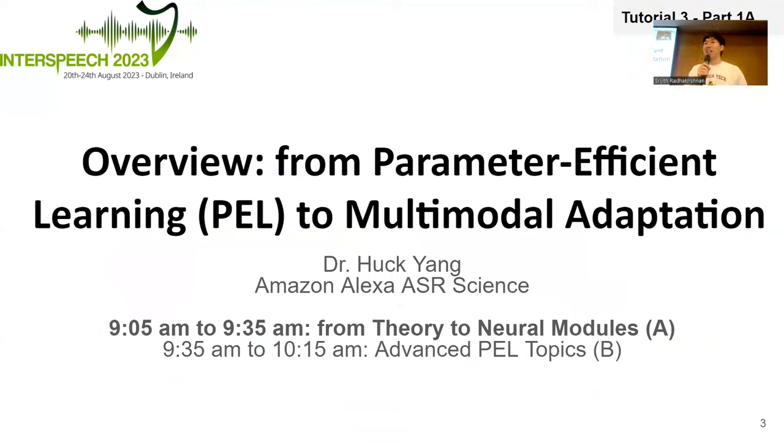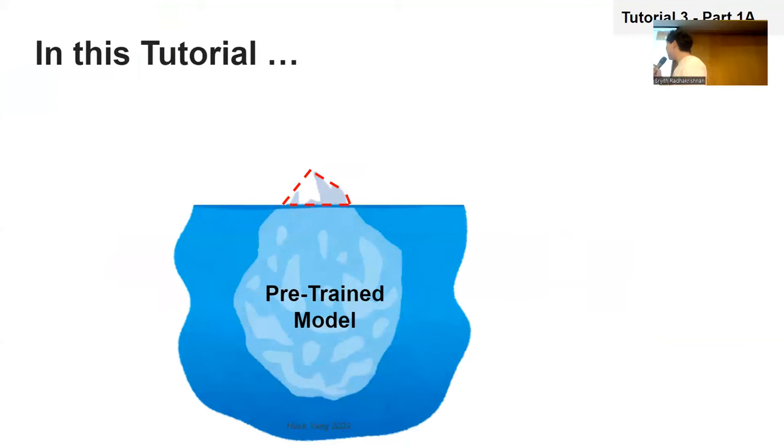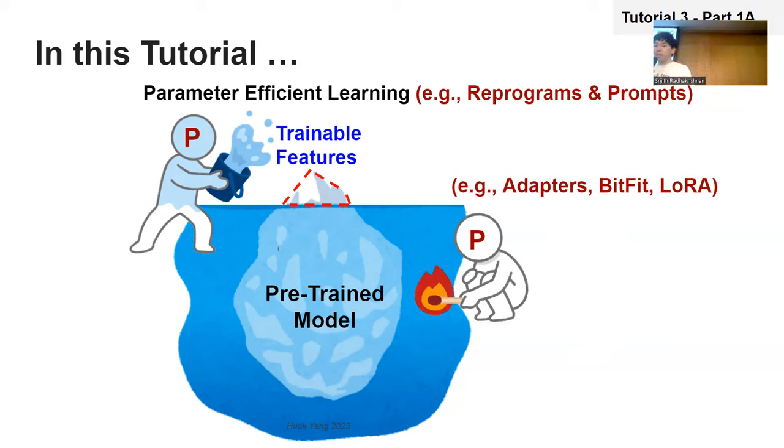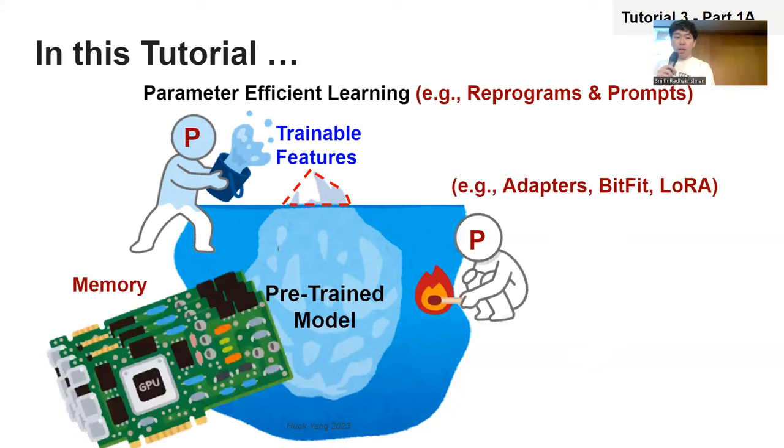So first, I can give an overview from parameter efficient learning to multimodal adaptation. I can talk about theory and a presentation about the fancy term and how it's not actually that fancy. In this tutorial, we use a little bit of tunable features or tunable parameters to modify the foundation model. So they can be adapters, low rank adaptation, and we're also going to cover how we can do those and save your GPU memory.